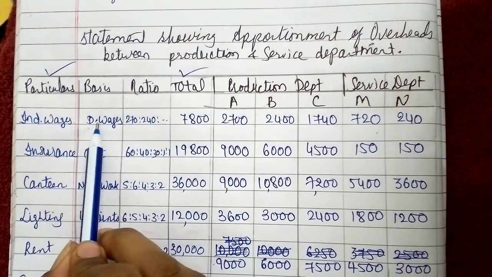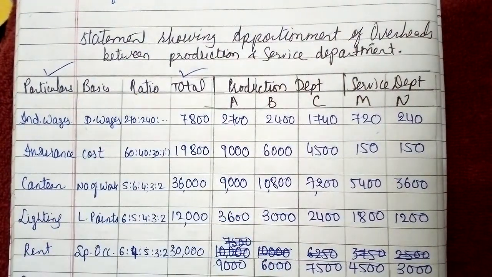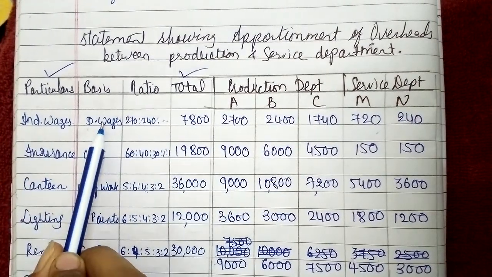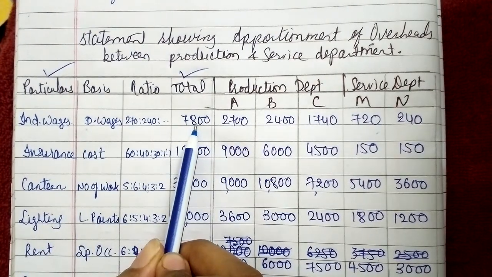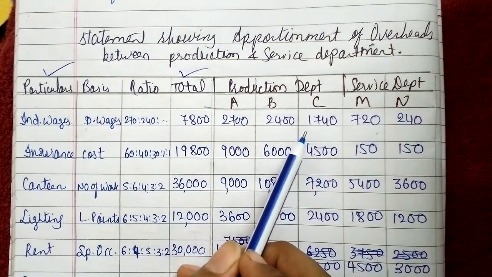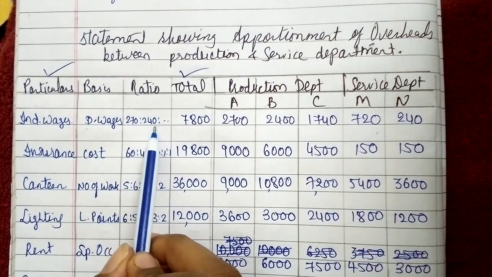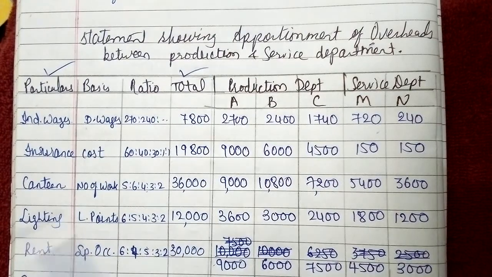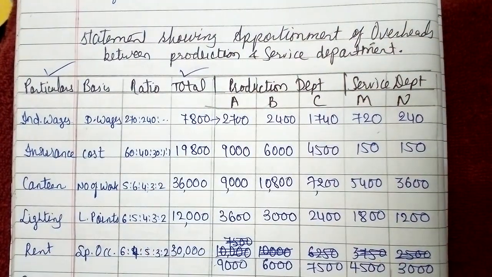Firstly we need to decide the base and then the ratio of the same that we have calculated in the previous table. So indirect wages will be distributed in proportion to the direct wages, right? So this 78,000 will be divided among all these departments in the proportion of the direct wages, that is 270 is to 240 is to 174 is to 70 is to 24, right? So this 78,000 will be divided in that ratio in all these departments.